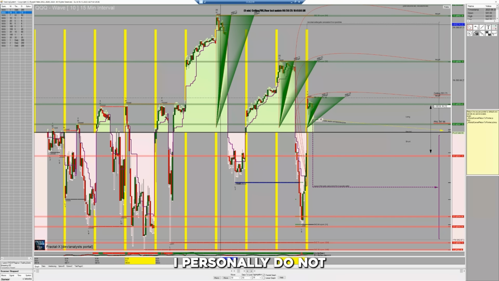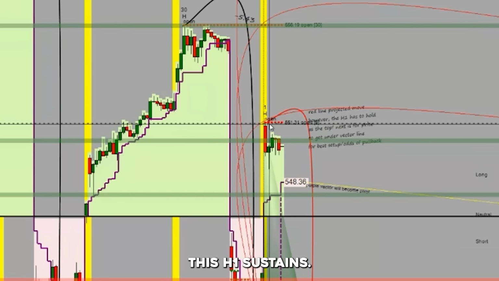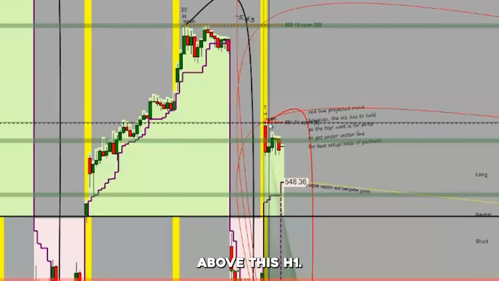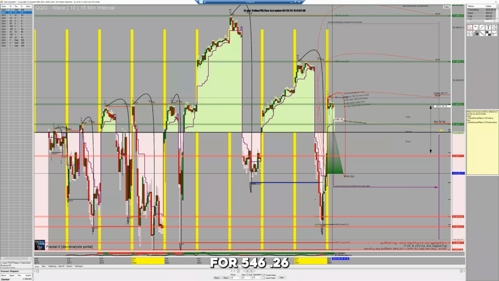I personally do not use these S/R triangles, because you could see it wasn't activated by default on my system. So I do not actually use them personally. Right here, for example, let's say that this H1 sustains. What do I mean by H1 sustains? That we do not see any other high forming above this H1. Now the question is, what kind of pullback am I expecting if I'm looking for a bearish trade? The system is telling you to look for 546.26. That is the red line projected move, however, the H1 has to hold as the top.